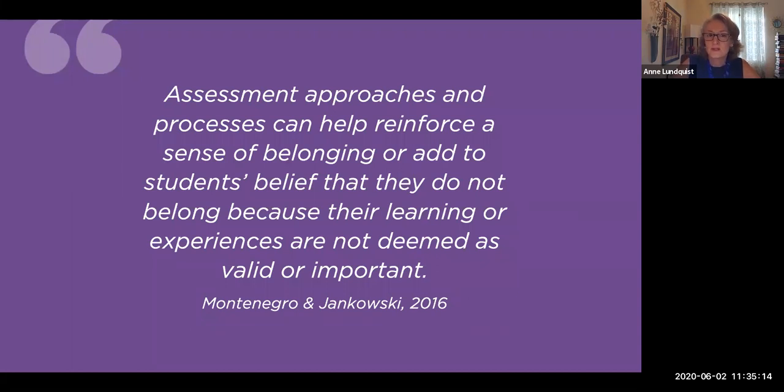Those assessment approaches and processes can help reinforce a sense of belonging for students, or add to the belief that they don't belong because their learning or their experiences are not deemed as valid or important. So when we do assessment, we're signaling to students what matters in the way we frame a question, in the processes and procedures we use, and in the ways that we allow them to demonstrate their learning.